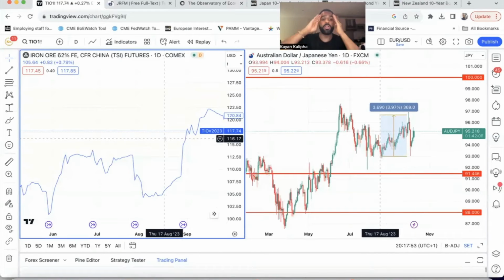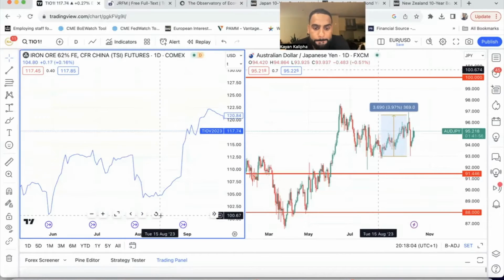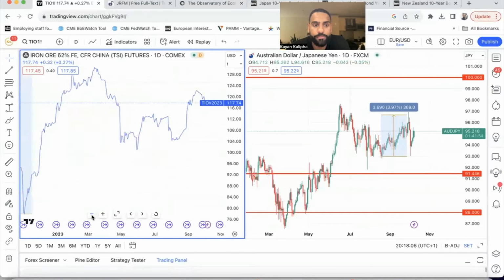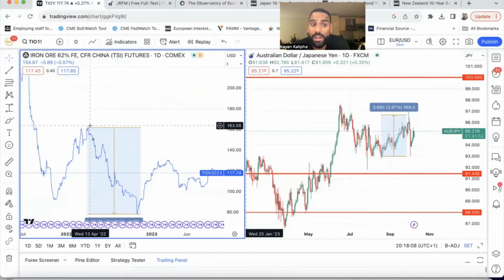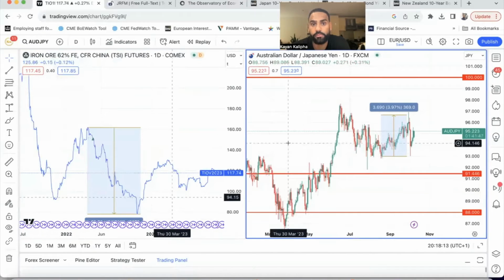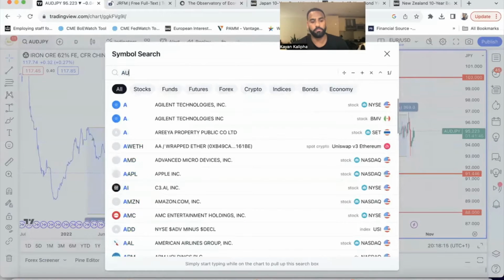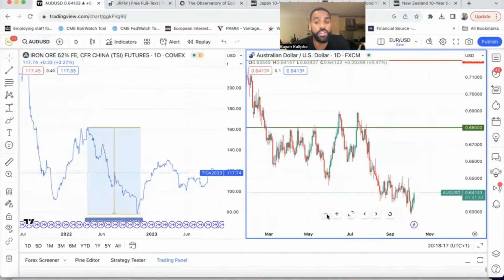Iron ore is used to make steel. Steel is used for construction. China buys pretty much 80% of Australia's iron ore. China's going through a property crisis at the moment. So look at the bigger picture. Iron ore's gone down since April 2022. Iron ore is sold in dollars.